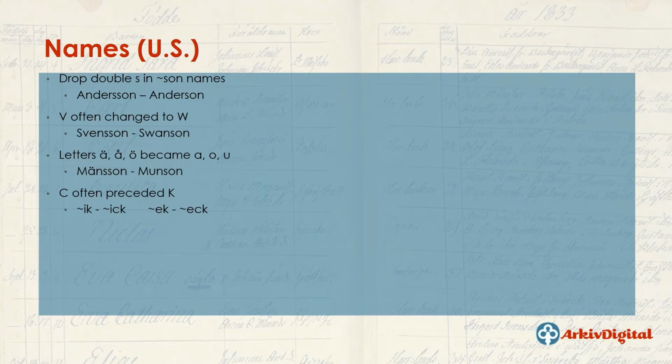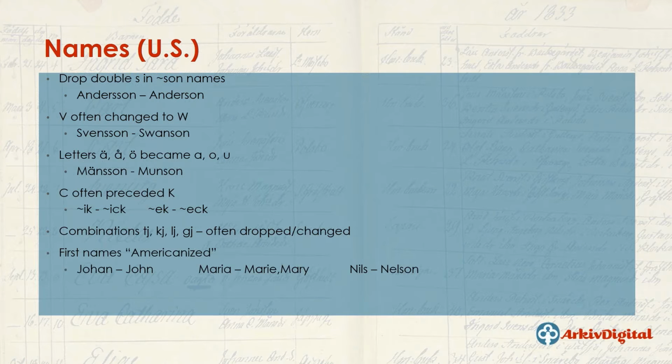C's would often precede the K when they moved here. As you can see, the IK changed to ICK, and the EK would change to ECK. The combinations of TJ, KJ, LJ, and GJ were often dropped or changed. And what they did a lot of times was they Americanized their names. For instance, Johann would change to John, Maria would change to Marie or Mary, and Nils sometimes changed to Nelson. And sometimes difficult names got changed completely.